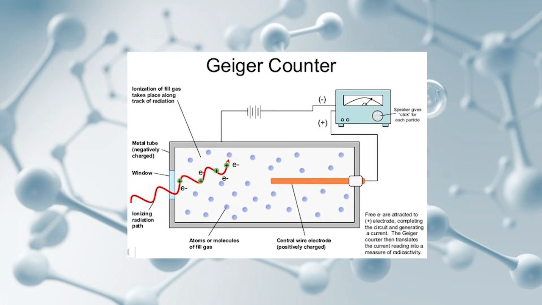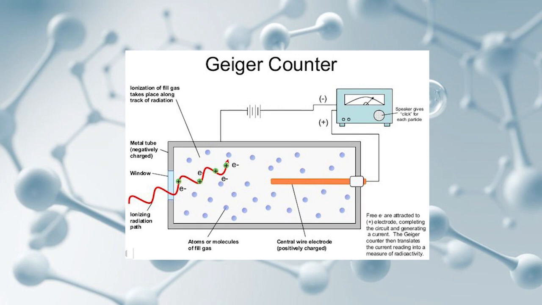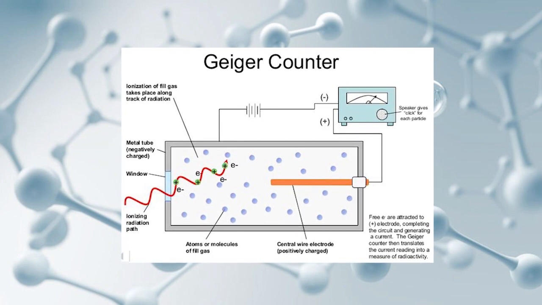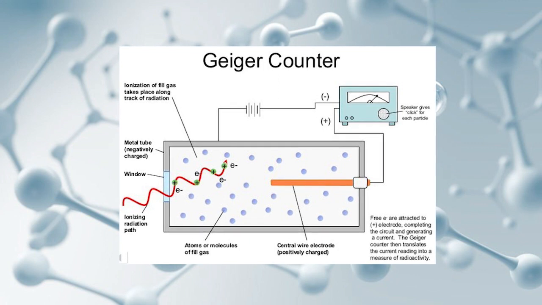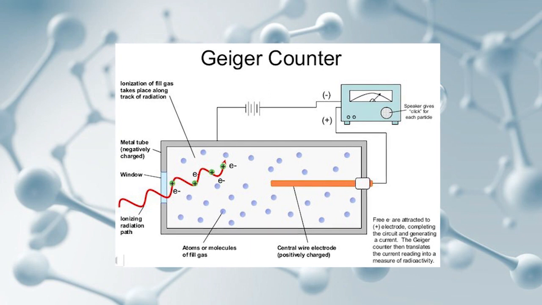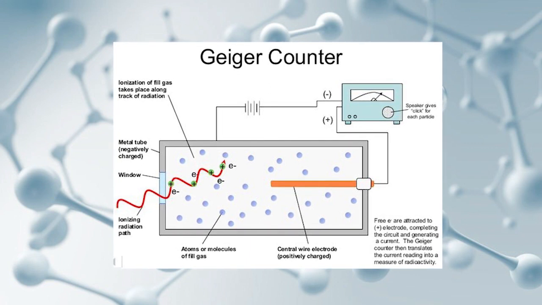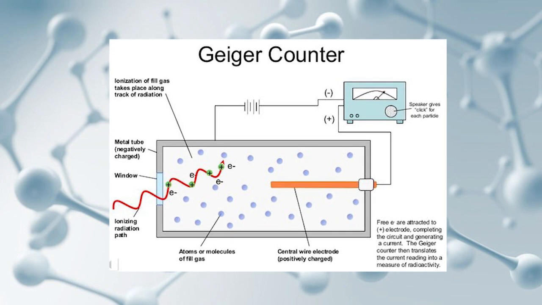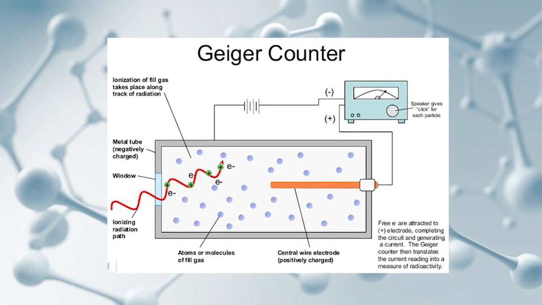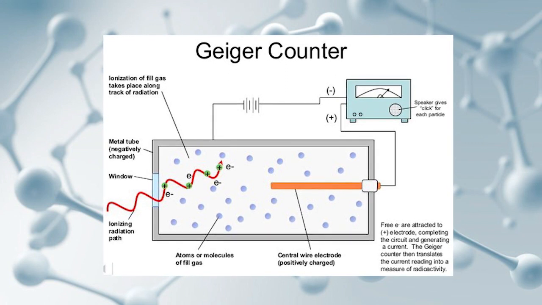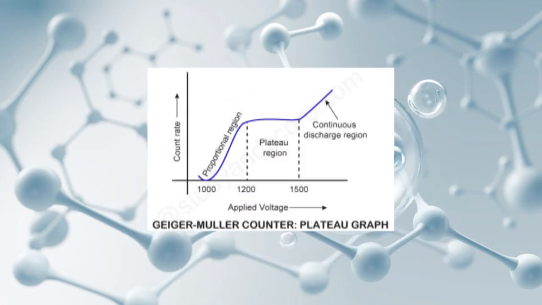When the correct potential is applied and the radiations from the source enter the tube, they knock out electrons from the gas atoms and in turn the knocked out electrons knock out other electrons from the other gas atoms. This causes an avalanche effect. As all the electrons rush towards the anode, a current is produced and based on the voltage recorded, the number of particles responsible for this voltage can be counted. This is how the GM counter works.